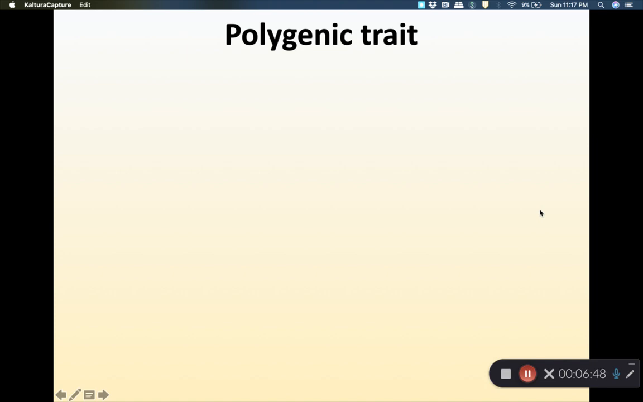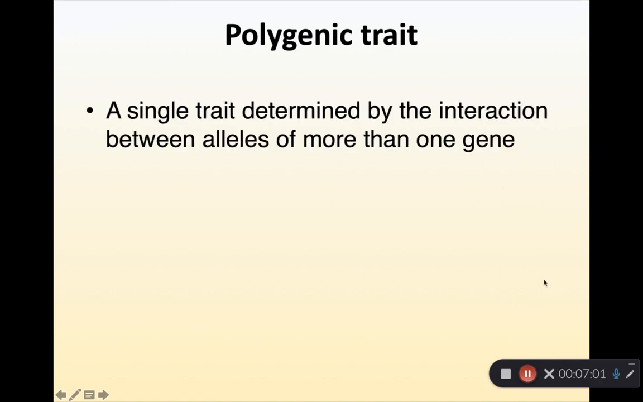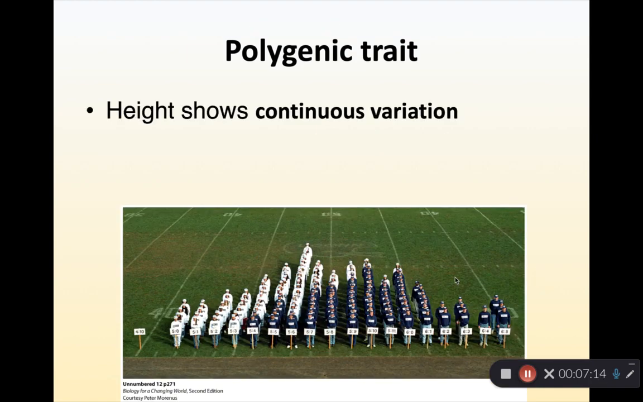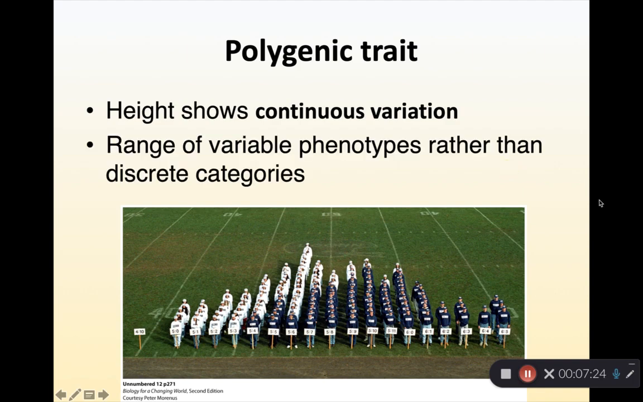So let's explore another type of complex genetic inheritance pattern. We're going to start by looking at this idea of a polygenic trait. Essentially, a polygenic trait is a single trait that is determined by the interaction between the alleles of more than one gene. An example of this is human height. Rather than having one distinct phenotype, we see this continuous variation of height among individuals. And because we get this range of phenotypes rather than discrete categories, we call this a polygenic trait, poly meaning many.